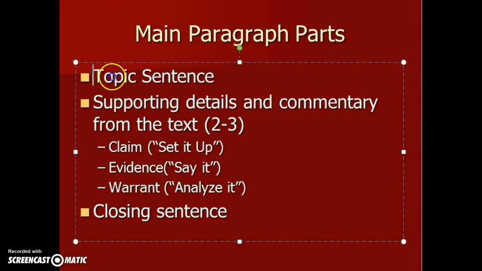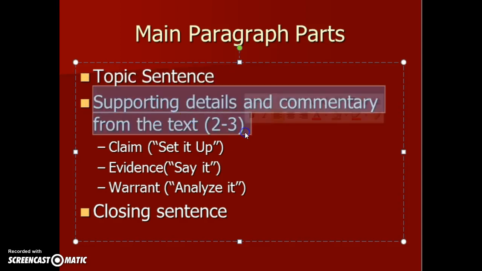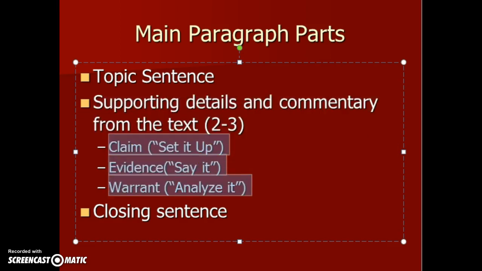So now that we've talked about the topic sentence, we're going to talk about the supporting details and commentary from the text. Remember that you want 2 or 3 of those in a paragraph. The way to organize it is to first have a claim, then provide evidence for that claim, and then a warrant that explains how your evidence supports that claim and in turn supports your topic sentence. A great way to remember how to organize your details and commentary is to think to yourself, set it up, say it, and analyze it.